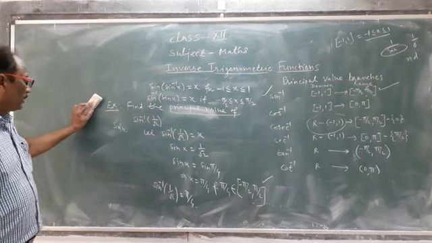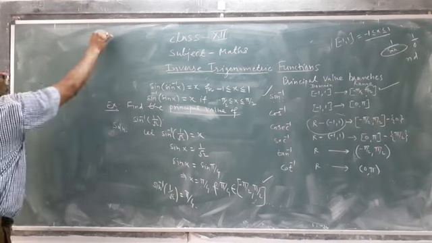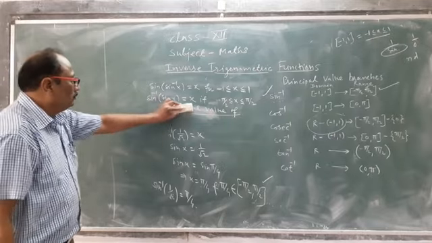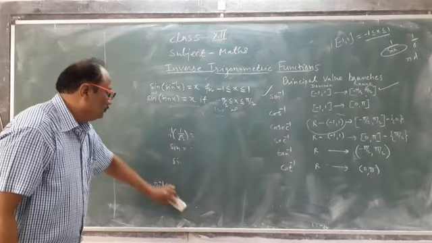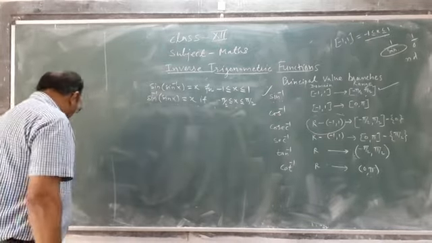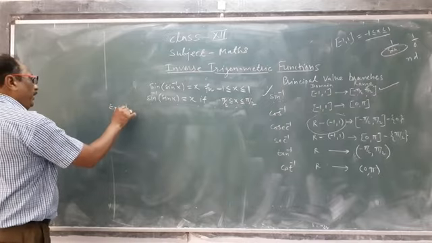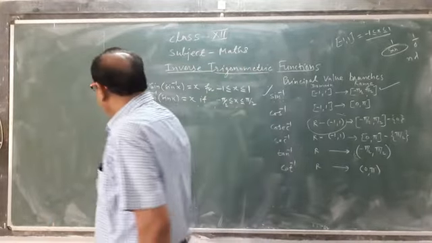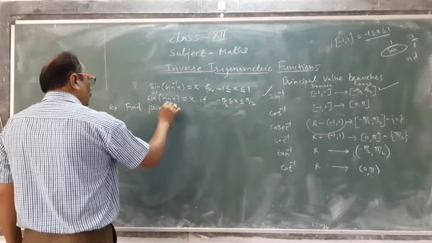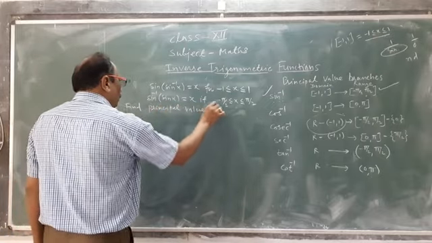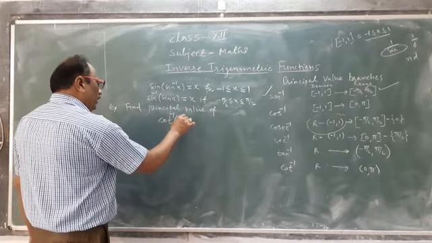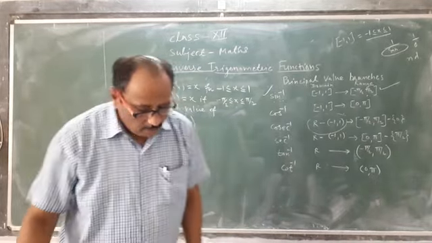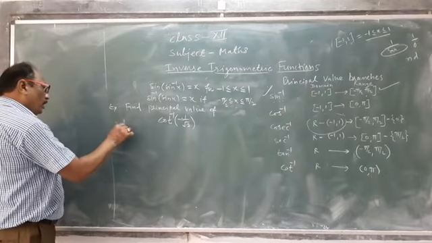Then we take the next example. Find the principal value of cot inverse of minus 1 upon root 3. Solution. We try to solve this example.